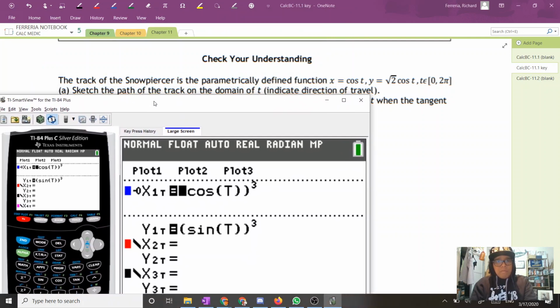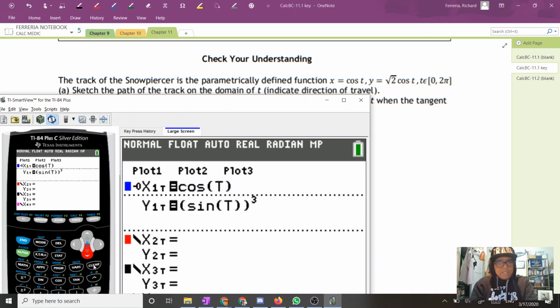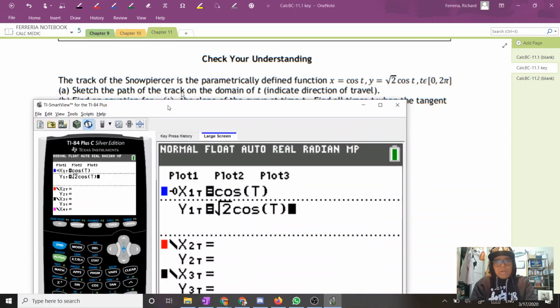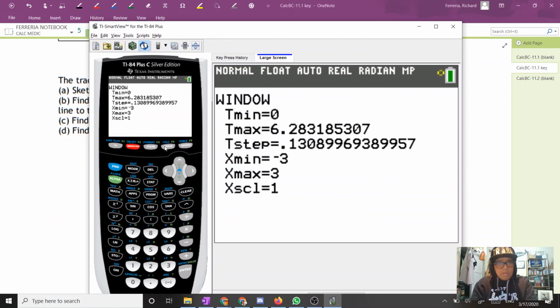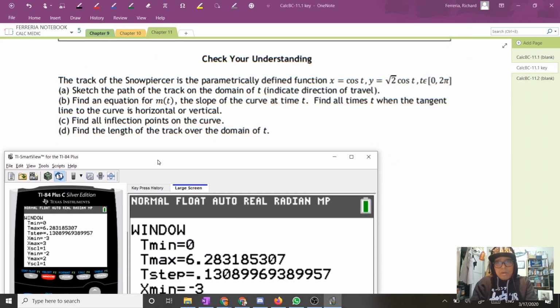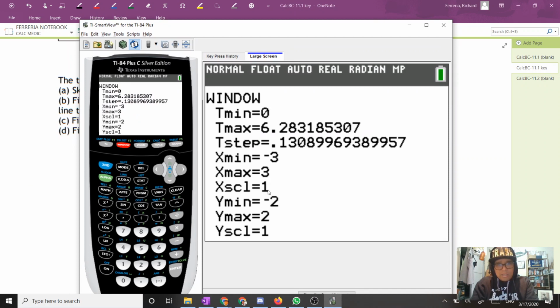Our x function is given by cosine t. I should clear that out first. There we go, cosine t. Our y coordinate is given by root 2 and then cosine t again. Then we're going to graph this between 0 and 2 pi. I think I saw a square root of 2 there, so I think we exceed a square root of 2 in all directions. So let's just graph that.